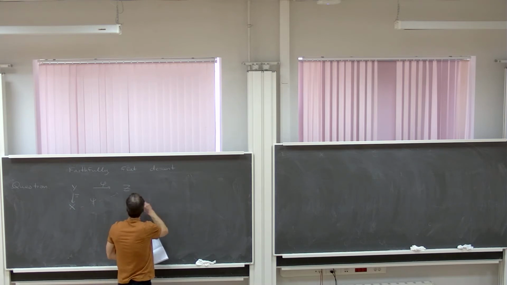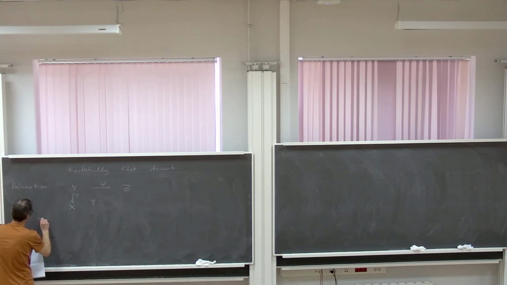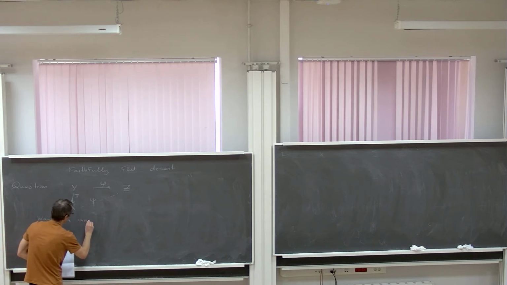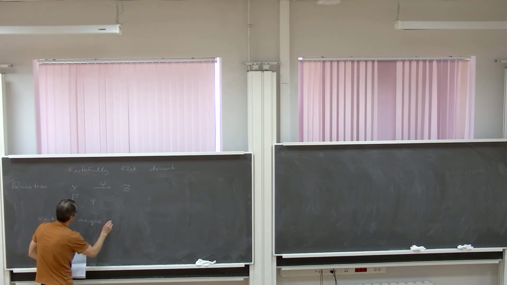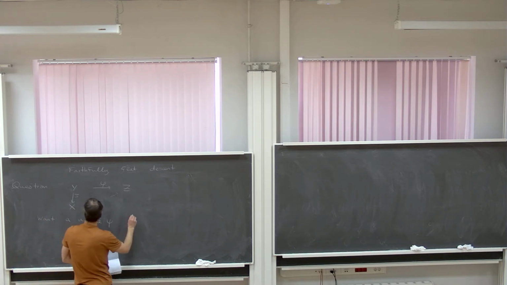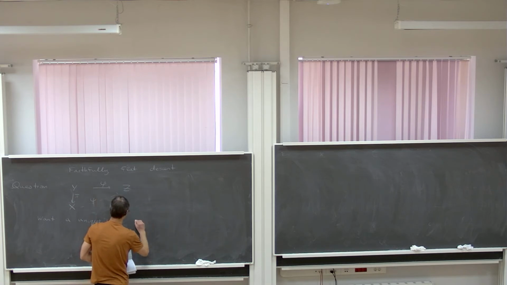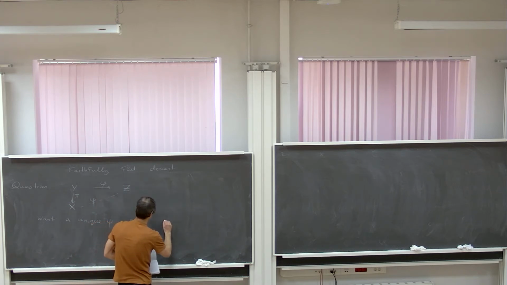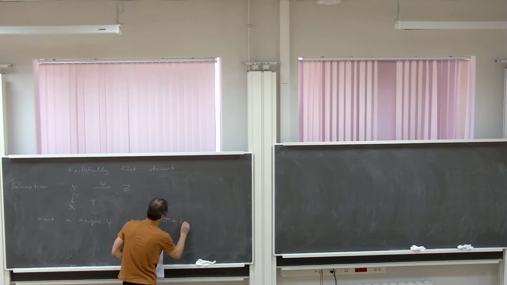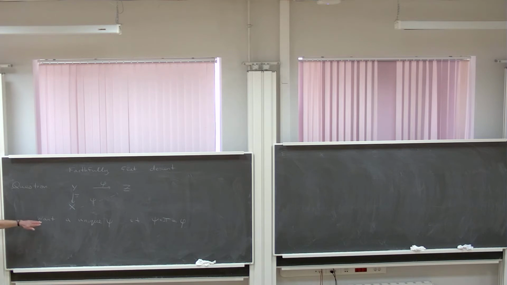So what we want is a unique psi such that the composition of pi and psi is equal to phi. So, what does it mean? In general, of course, this psi need not exist and it need not be unique.